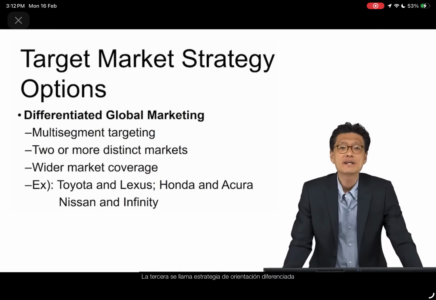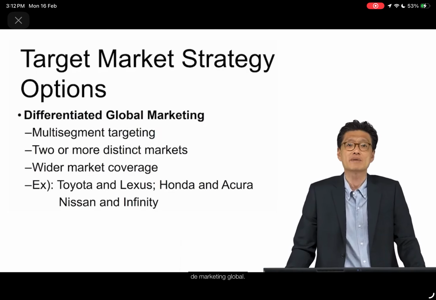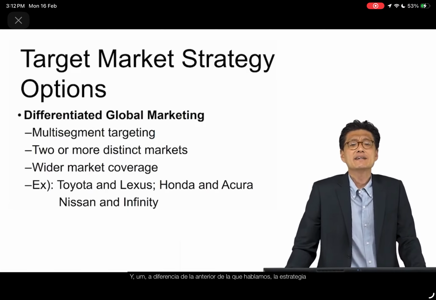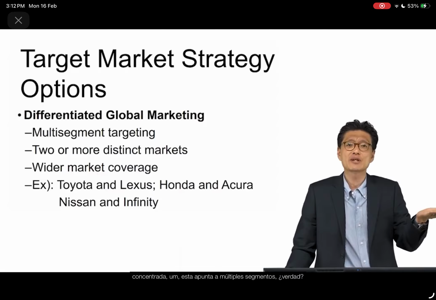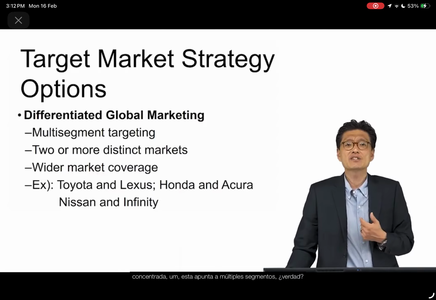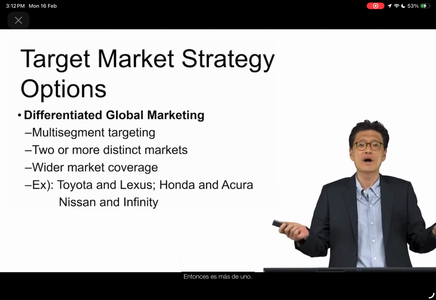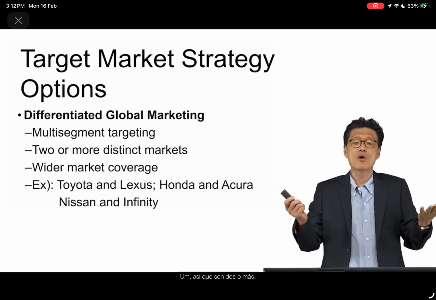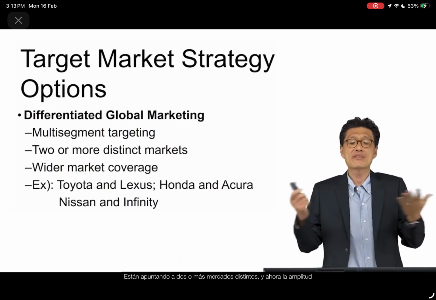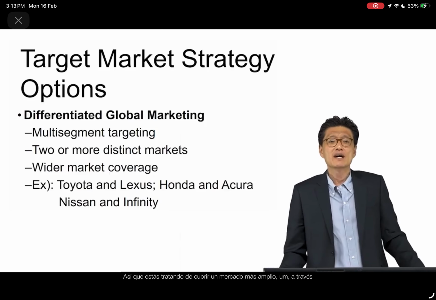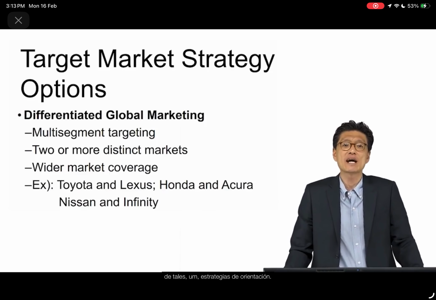The third one is called the differentiated global marketing target market strategy. As opposed to the former, the concentrated strategy, this is targeting multiple segments, right? Multi-segment targeting. So it's more than one, two or more. They're targeting two or more distinct markets. And now breadth matters, right? So you're trying to cover a wider market through such targeting strategies.